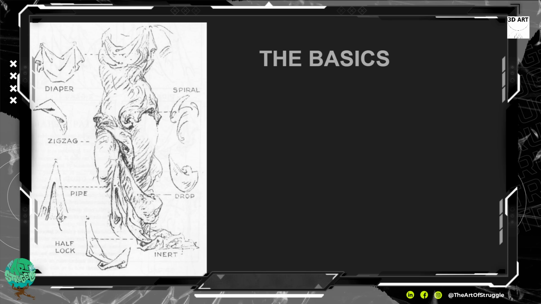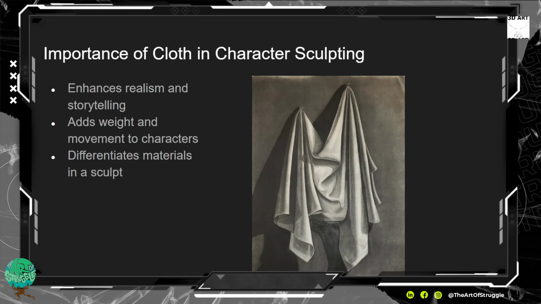You've got the half lock fold, the inert fold, which is like folds that are falling on the floor, clothing or big pieces of drapery falling on the floor and how they intertwine into each other, right? It's almost an art in itself, right? How gravity affects our clothing and shows us how it works, right?